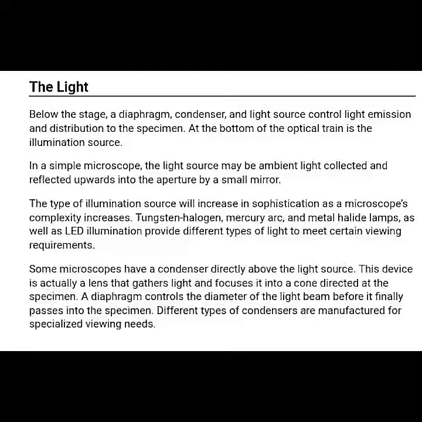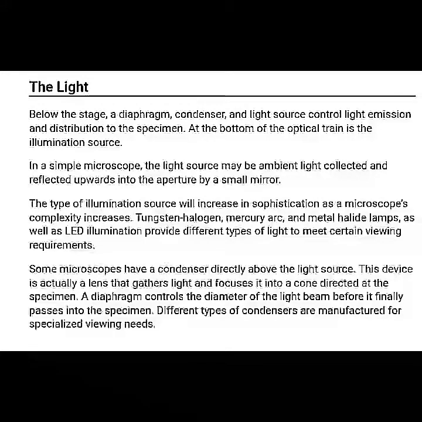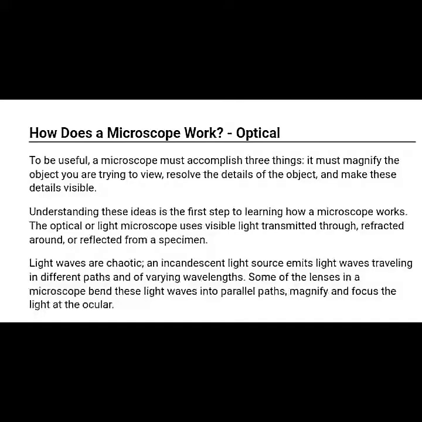This device is actually a lens that gathers light and focuses it into a cone directed at the specimen. A diaphragm controls the diameter of the light beam before it finally passes to the specimen. Different types of condensers are manufactured for specialized viewing needs. So, in the optical portion, how does a microscope work?